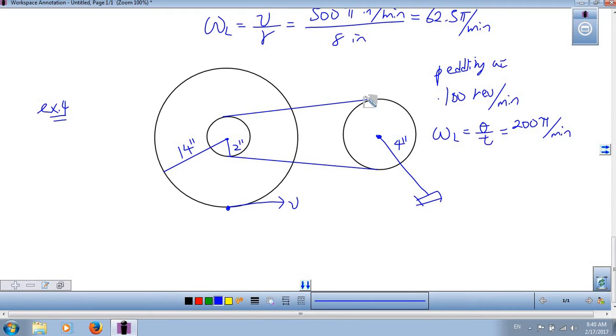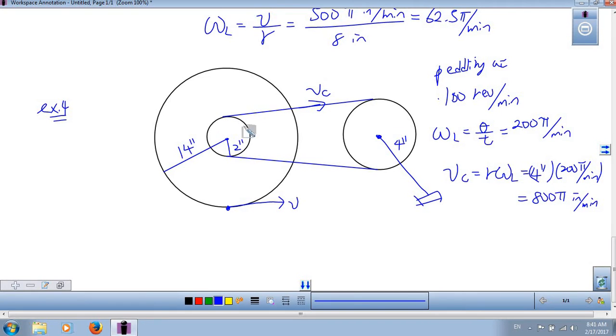But then we have to figure out, as you're pedaling, you're driving your belt, your chain, at a certain linear velocity. What is that linear velocity of the chain? Let's find VC, the velocity of the chain. That is going to be R omega L, because you're driving it. R is 4 inches, so it's 4 inches times 200 pi per minute, which gives us 800 pi inches per minute. That is the linear speed you're driving the chain with.